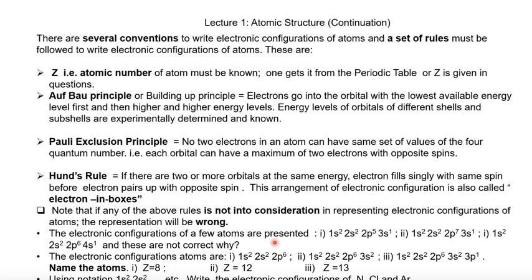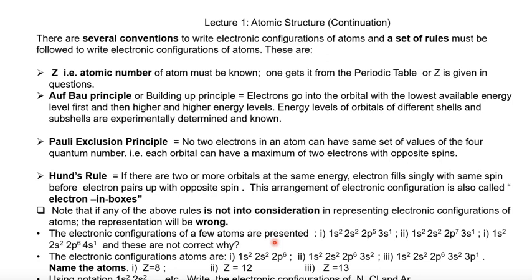The first one we write is 1s2, 2s2, then 2p5, and then 3s1. Did we follow the Aufbau principle here? No, because 2p has lower energy than 3s. So we have to fill up 2p first, and 2p can accommodate 6 electrons. Therefore, this representation of electronic configuration is wrong. Do remember it.